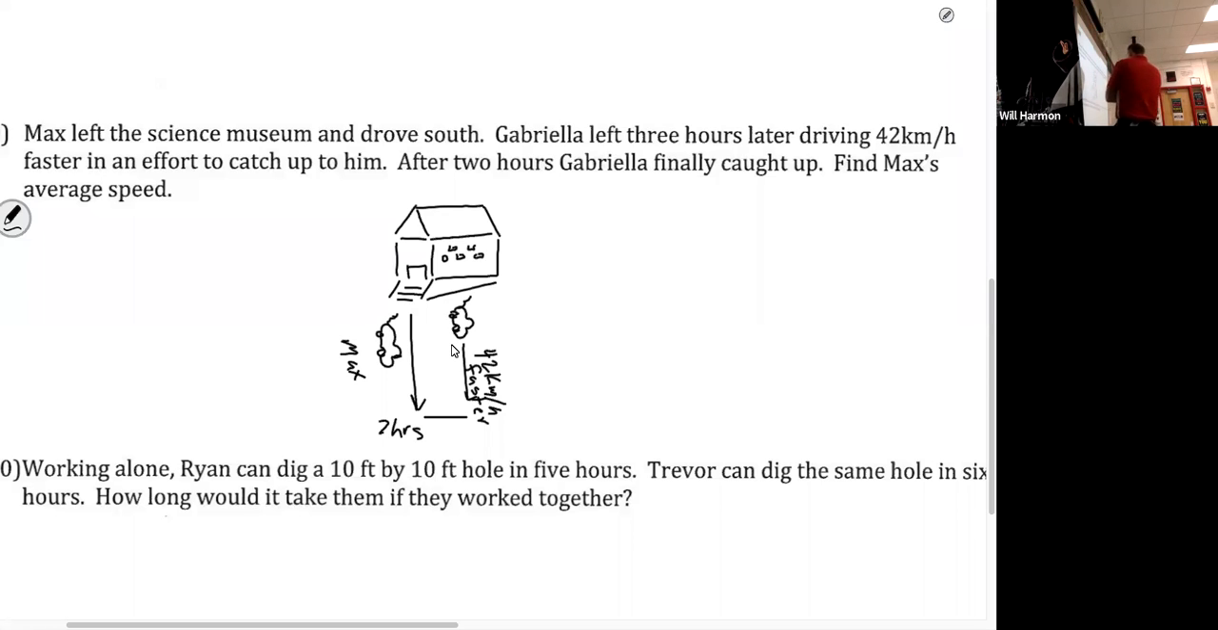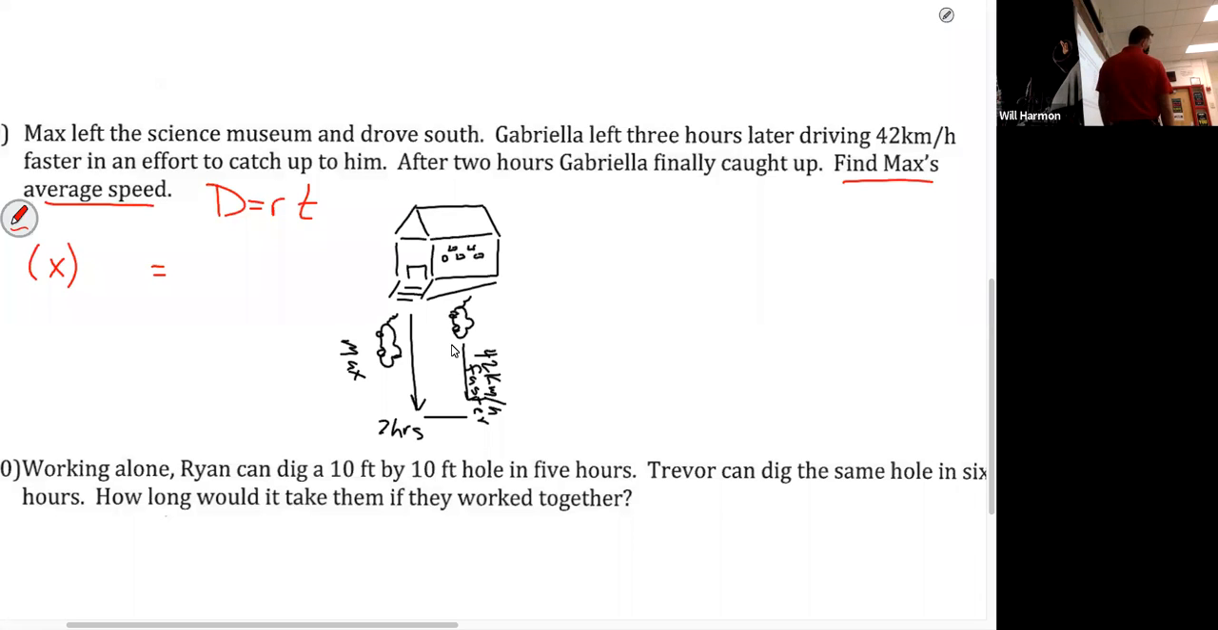Yeah, D equals RT. So we have Max over here. Max is going to be red. So we're going to use D equals RT. They both went the same distance, right? So let's figure this out. So Max, how fast was he going? Do we know? No. So I'm going to use X, right?